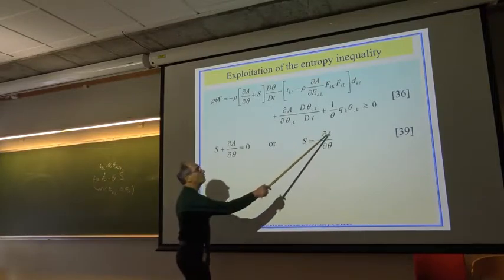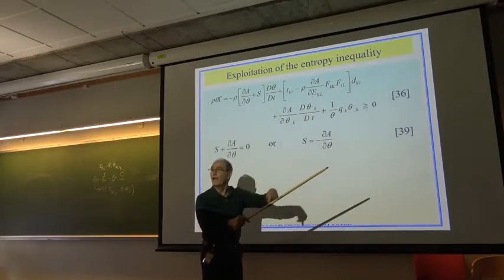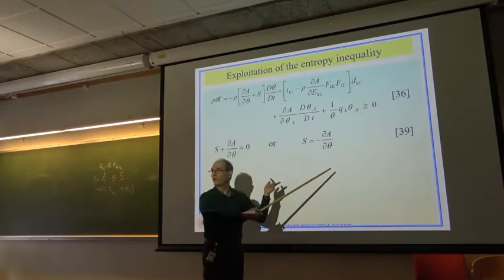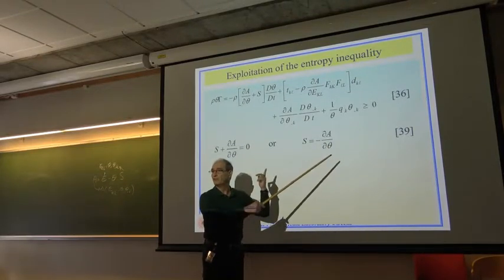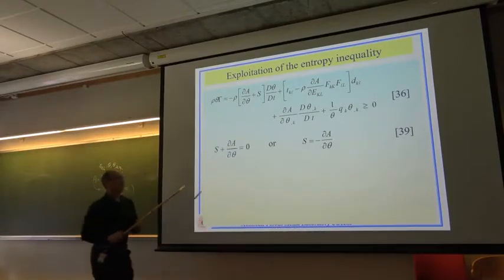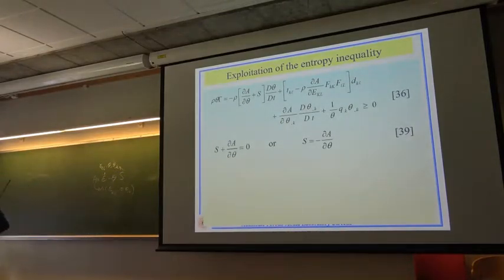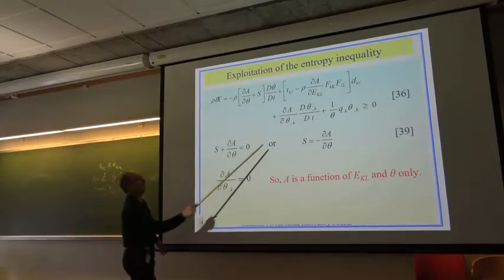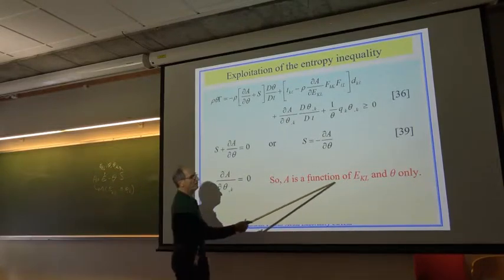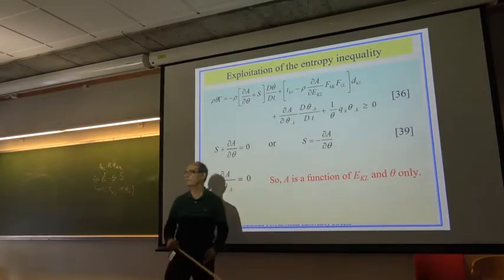Because A is a function of motion and temperature gradient. So actually, I guess it's also adiabatic. Temperature gradient must be constant too. Then I get that stress tensor. Oh yeah, so A also cannot be a function of temperature gradient. So now that means A is only a function of E_KL and theta.